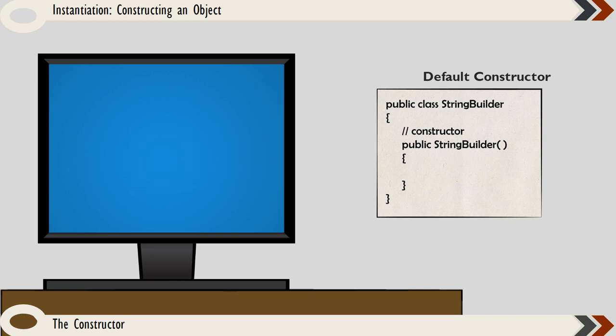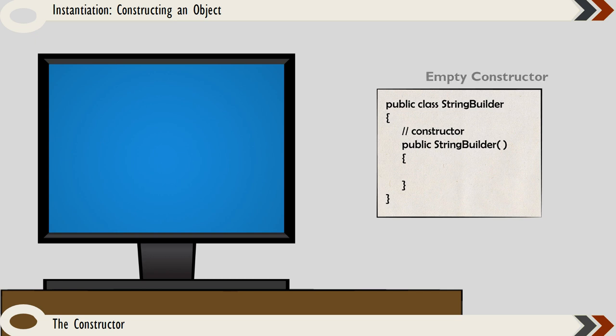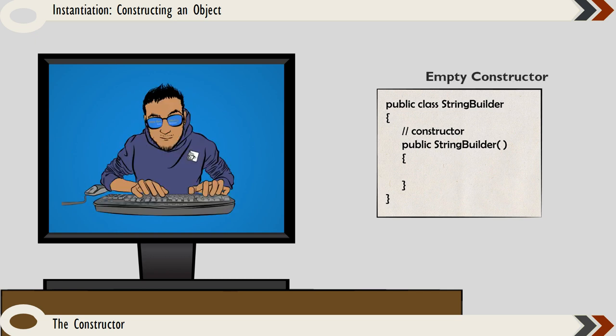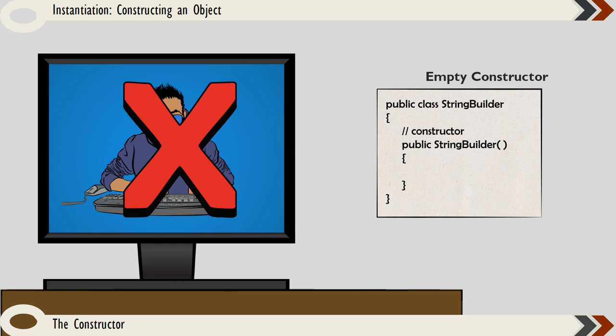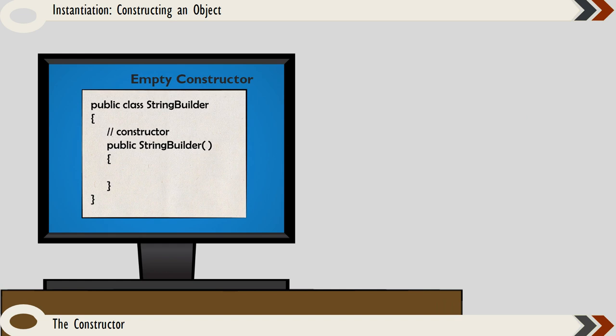In the case of the StringBuilder, let's assume the default constructor doesn't actually do anything. Every object has a constructor, but in cases where the constructor doesn't do anything special, we call it an empty constructor. The programmer doesn't actually have to write it. To make programming time more efficient, the compiler will create an invisible empty constructor for you.